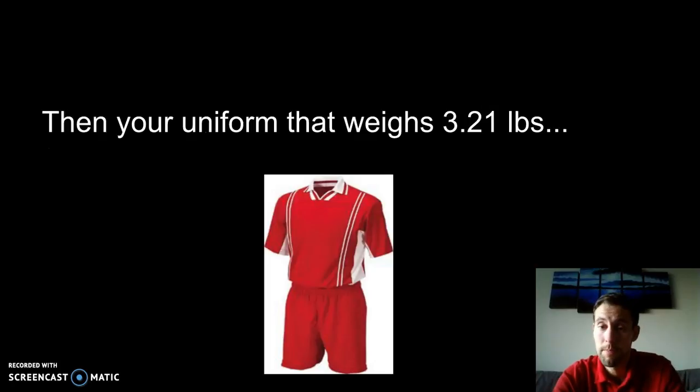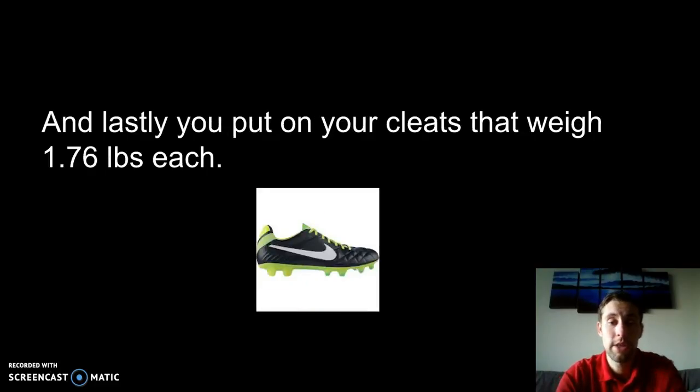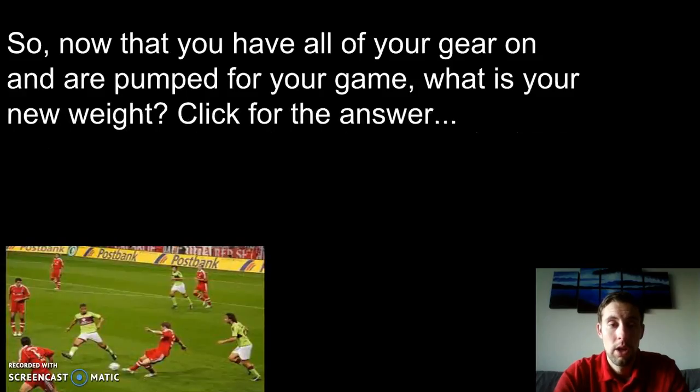Then your uniform, that's going to weigh 3.21 pounds. Then your socks to be put on, you've got 0.39 pounds for each sock. And lastly, you've got to put on your cleats. Each cleat, left foot and right foot, weigh 1.76 pounds. So now you got all your gear on, you're pumped up for your game.